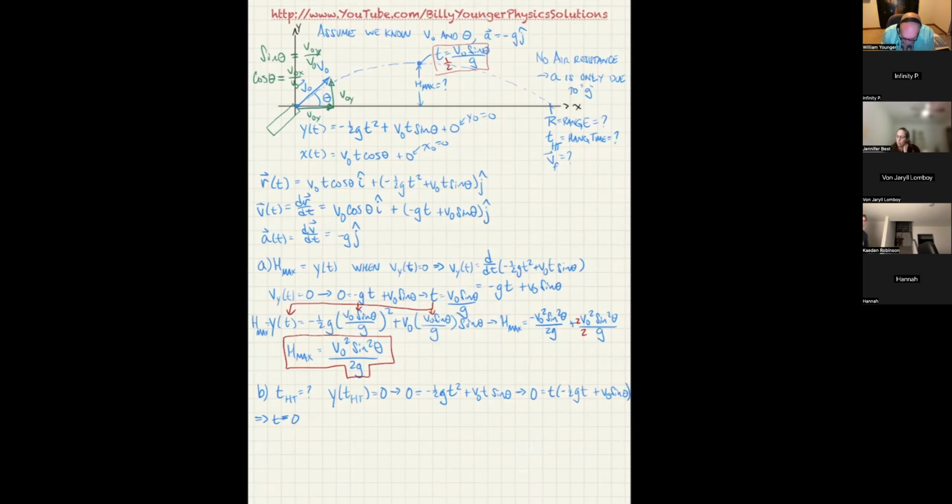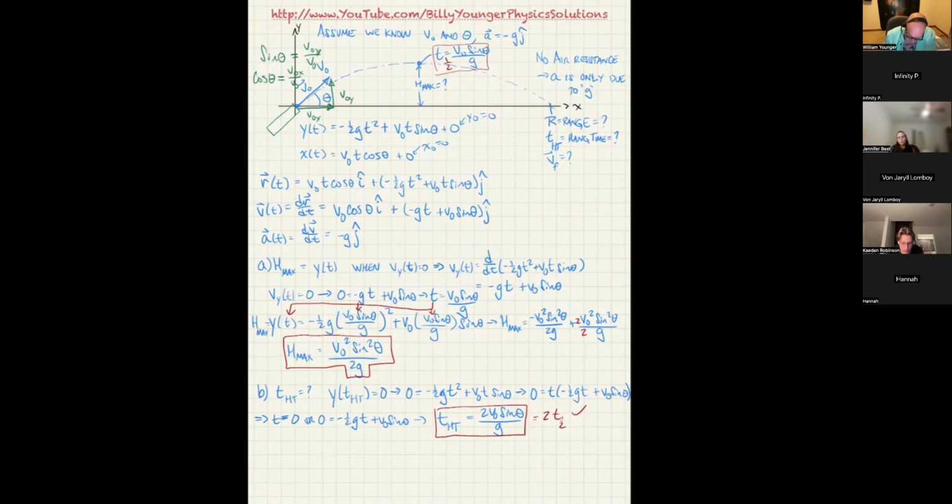But the other option is 0 is equal to negative 1/2 GT plus V0 sine theta. So that means T hang time is just equal to 2 V0 sine theta over G, which notice is exactly twice as long as T1/2. So like I said, I expected it to be about twice as long as T1/2. So that's a nice check for us as well. So now I have the hang time. That's 2 V0 sine theta over G. Any questions on that one?